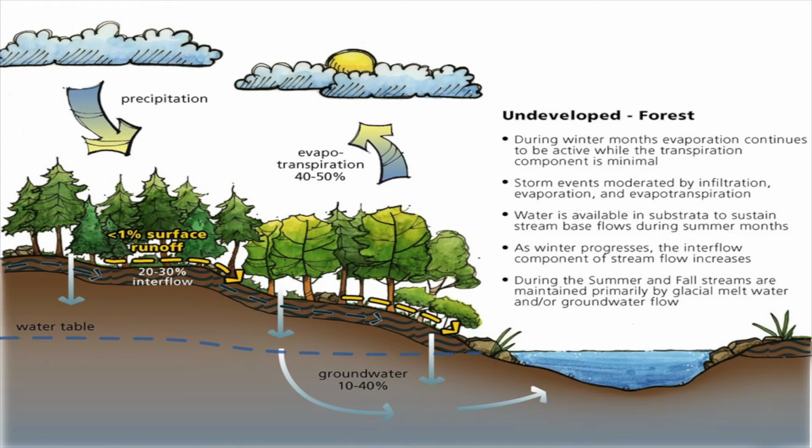An important number here is very little surface flow. And the estimate is 1% or less, very little. Very different than the desert, right? So that's our native hydrology.